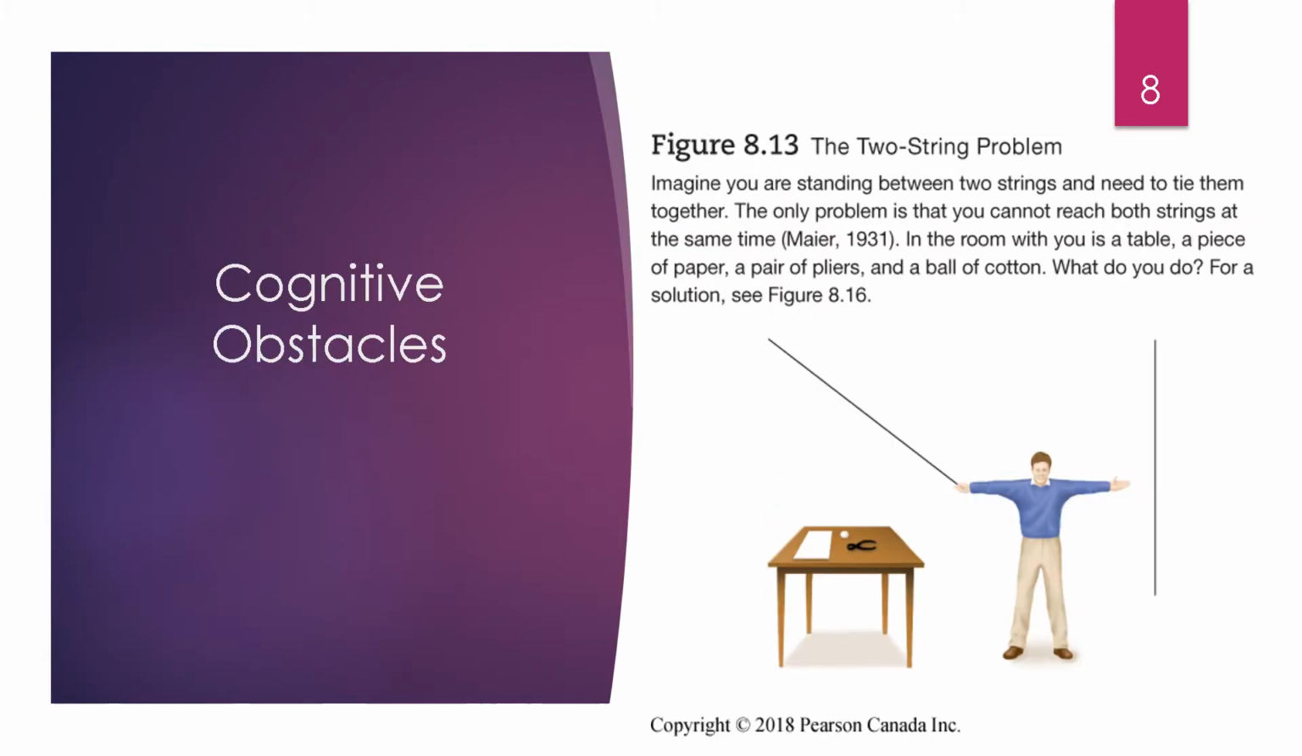So here's another example of a problem in which you might have a cognitive obstacle. Imagine you are standing between 2 strings and you need to tie them together. The only problem is you cannot reach both strings at the same time. In the room with you is a table, a piece of paper, a pair of pliers, and a ball of cotton. What do you do? Again, you can pause now if you want to think about it and try to figure it out on your own.